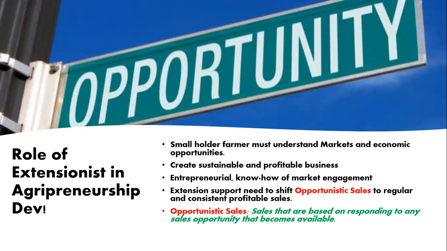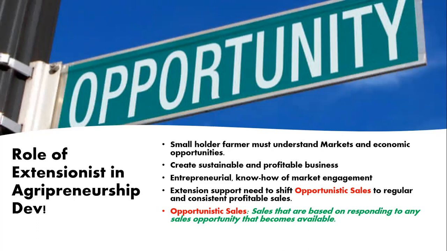That opportunistic sale should be converted to consistent, profitable sales. In this ad hoc manner of selling, at the time the product is available, the farmers sell, and at the time the product is not available, they don't have anything to sell. So this opportunistic sales behavior should be converted to consistent, profitable sales. That is one of the big roles to be played by extensionists.